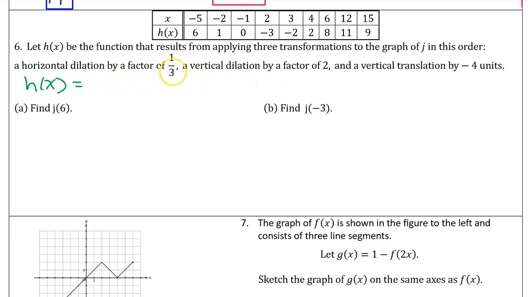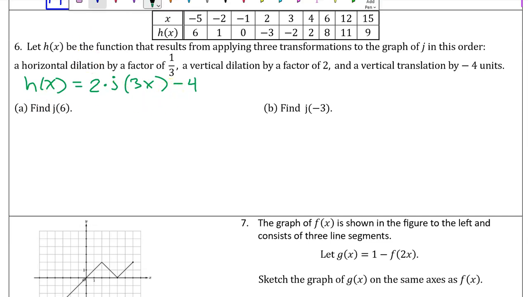So let's see, h of x is going to equal a horizontal dilation by a factor of 1/3 will happen if we have 3x on the inside of the function. Horizontal dilations always look the opposite of what they do. So 1/3 will be triggered by a 3x. A vertical dilation by a factor of 2 will happen if we have a 2 multiplying out in the front. And a vertical translation by negative 4 units will happen if we simply have a minus 4 on the end. So this is h of x.